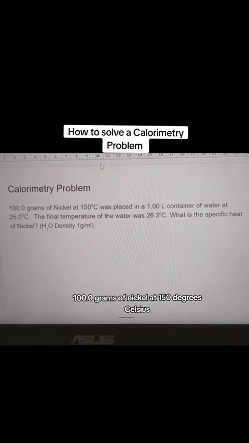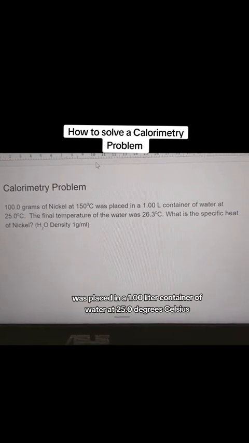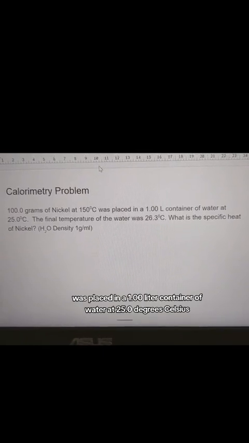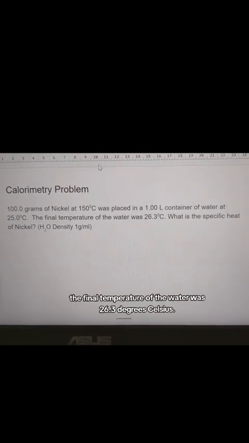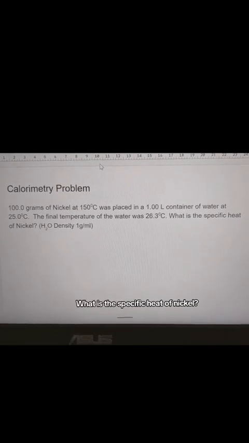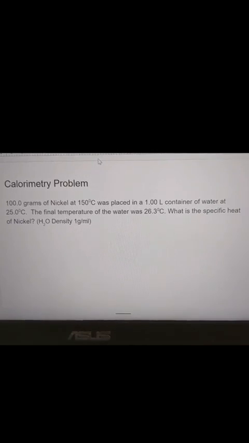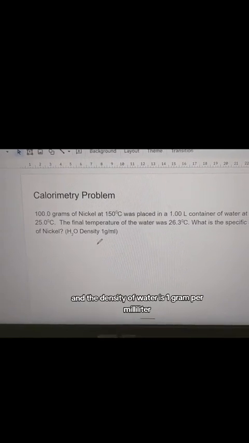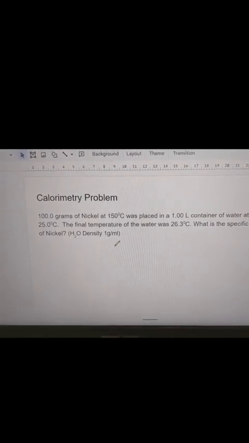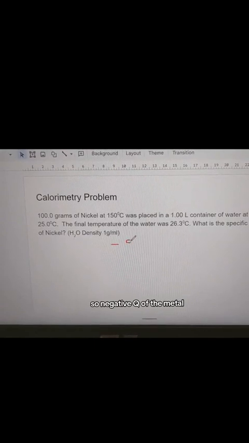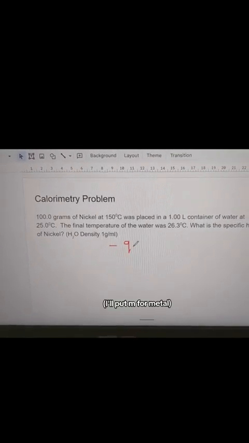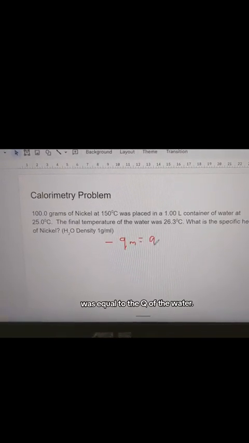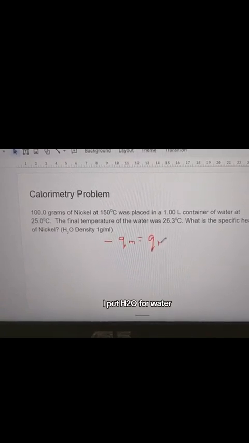100.0 grams of nickel at 150 degrees Celsius was placed in a 1.00 liter container of water at 25.0 degrees Celsius. The final temperature of the water was 26.3 degrees Celsius. What is the specific heat of nickel? And the density of water is 1 gram per milliliter. Well, the heat that was lost from the metal was gained by the water. So negative Q of the metal, I'll put M for metal, was equal to the Q of the water. I'll put H2O for water.